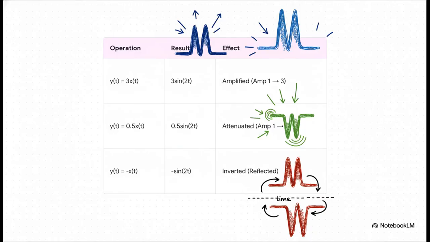And this slide just lays it all out so perfectly. Look, if we multiply by a number bigger than 1, like 3, we amplify the signal, we make it taller. If we use a number between 0 and 1, like 0.5, we attenuate it, we make it shorter. And if we multiply by a negative number, like -1, we completely invert the signal, flipping it over the time axis. 3 simple constants, 3 really different and useful results.